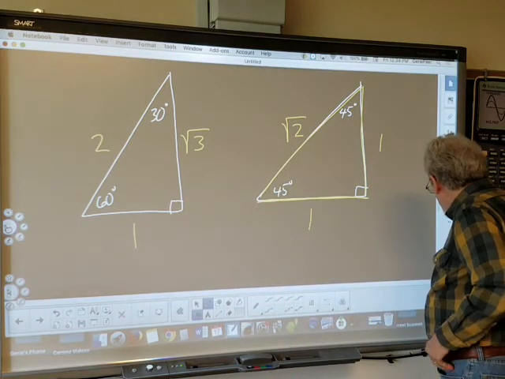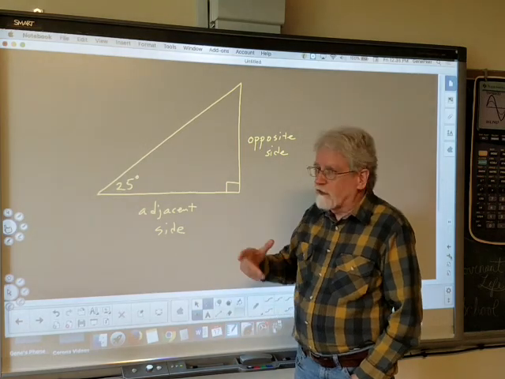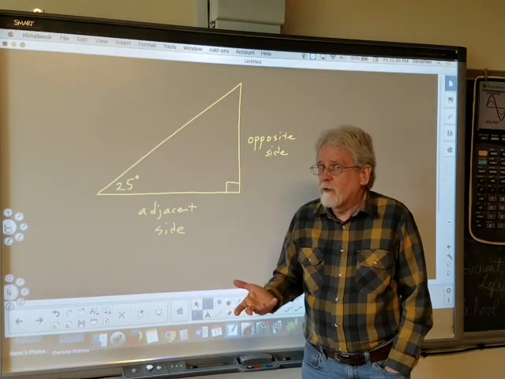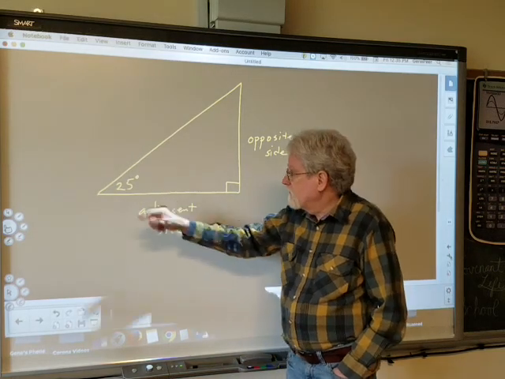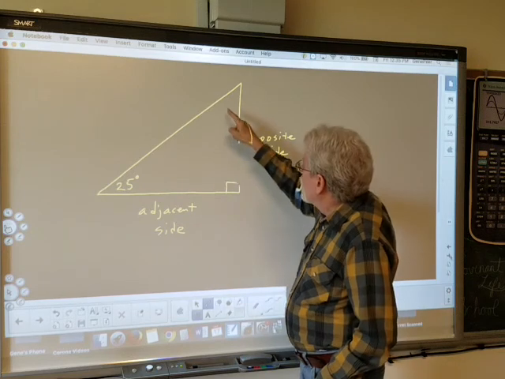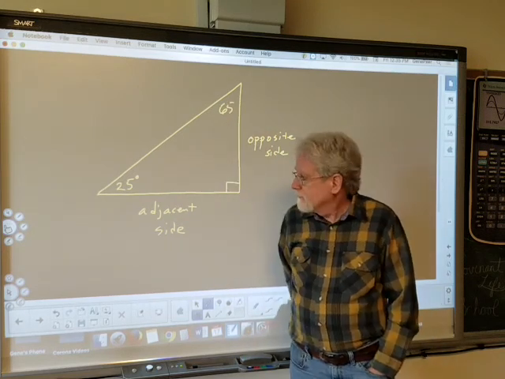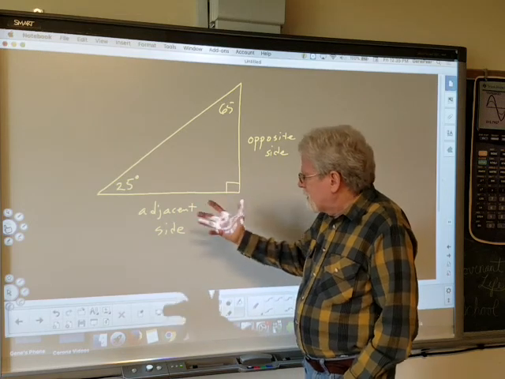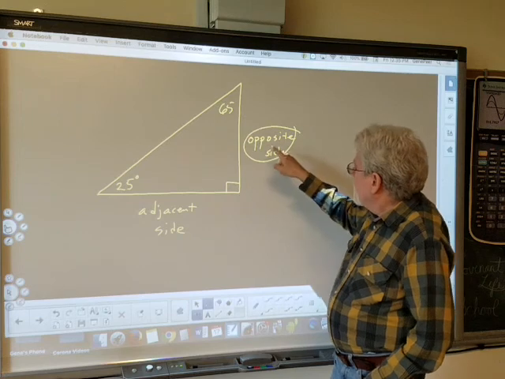But what happens if you have a triangle that's not a 30-60 and it's not a 45-45? What if it's a 25-degree angle here? If that's 25, this would have to be what? 65. What do we do with a 25-65 triangle? Is there a particular ratio between, say, the side opposite?